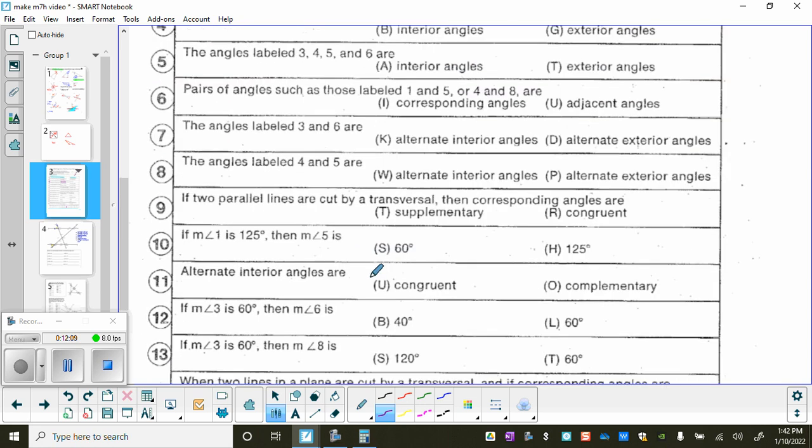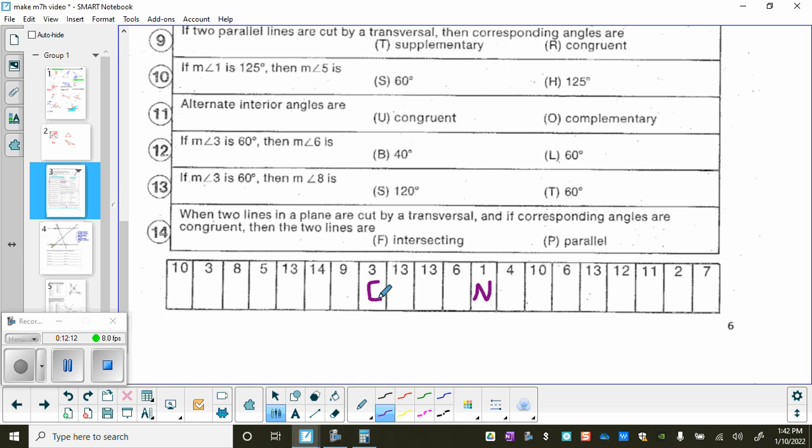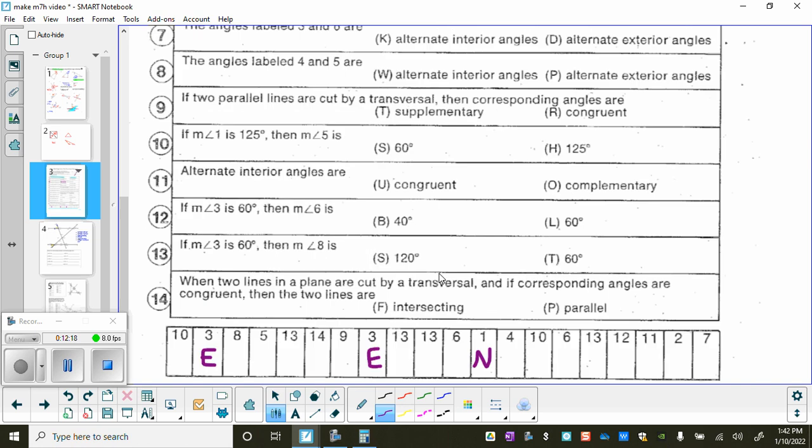So number 3 is E. And there's actually another one here. Anywhere you see the number, fill it in, and I think that takes care of them.